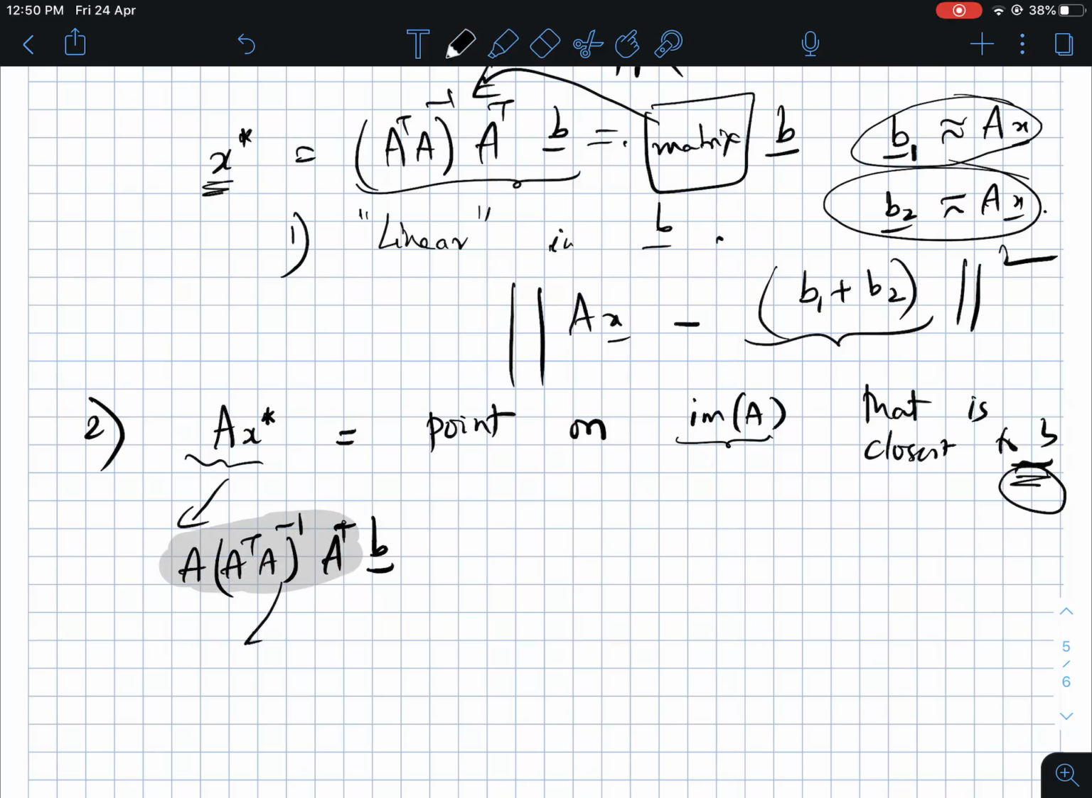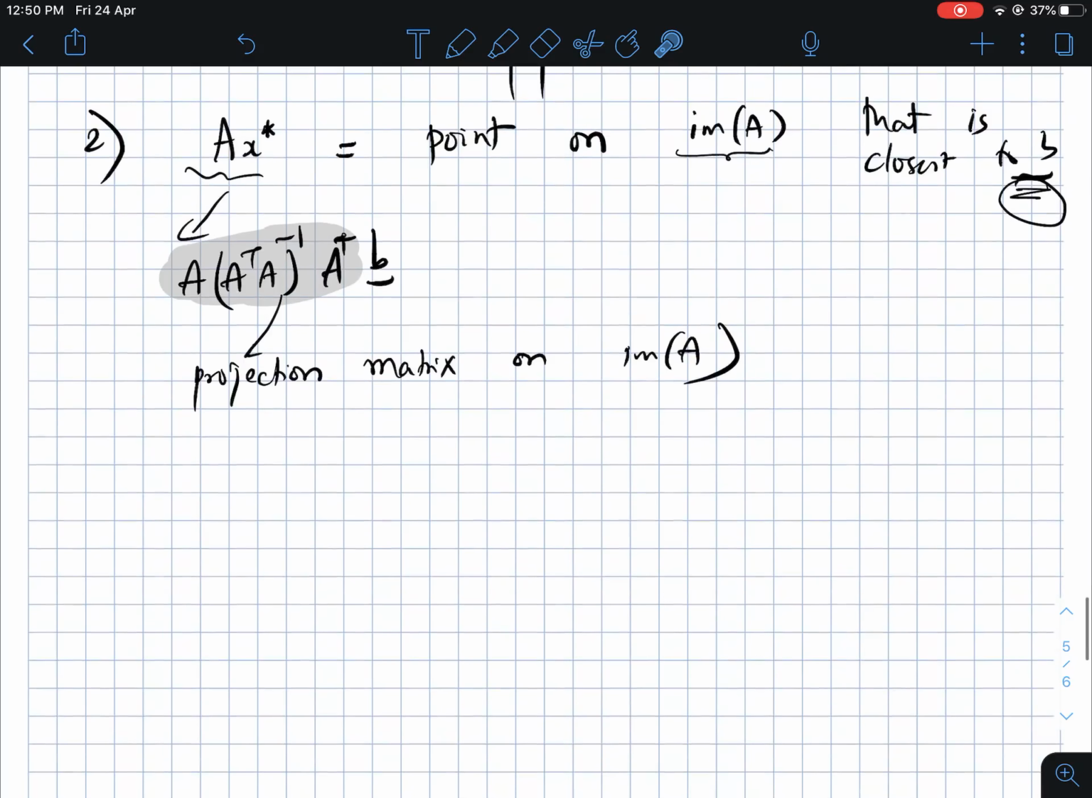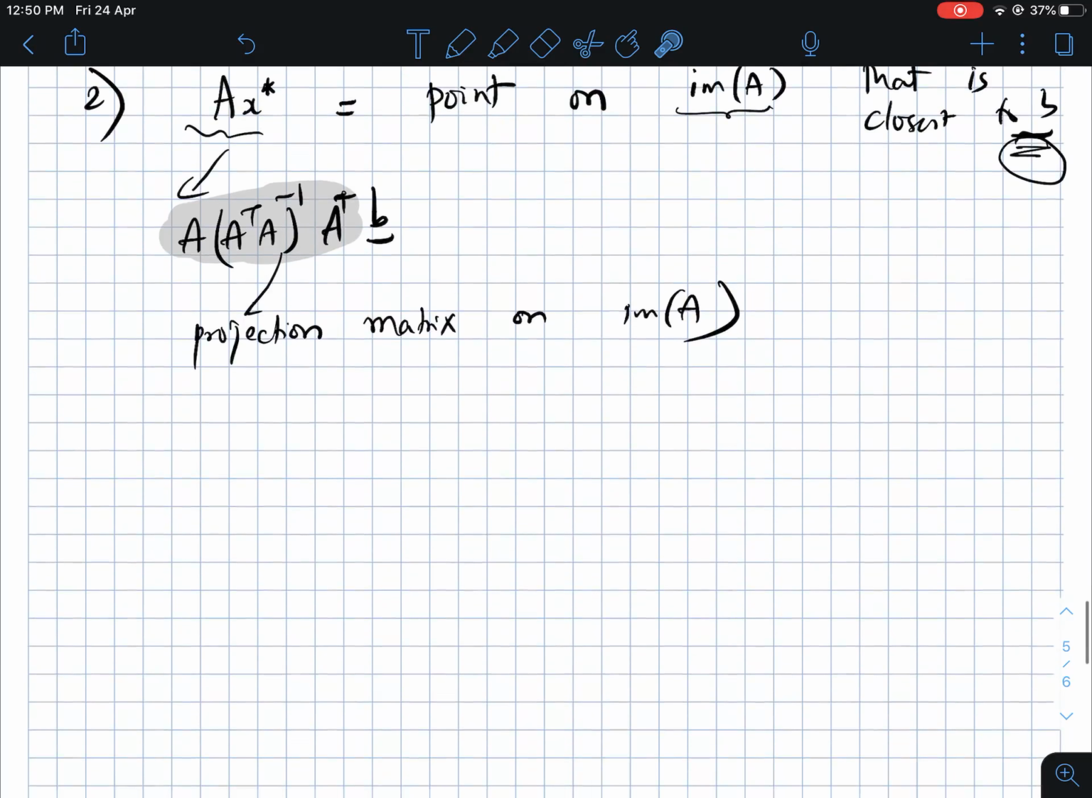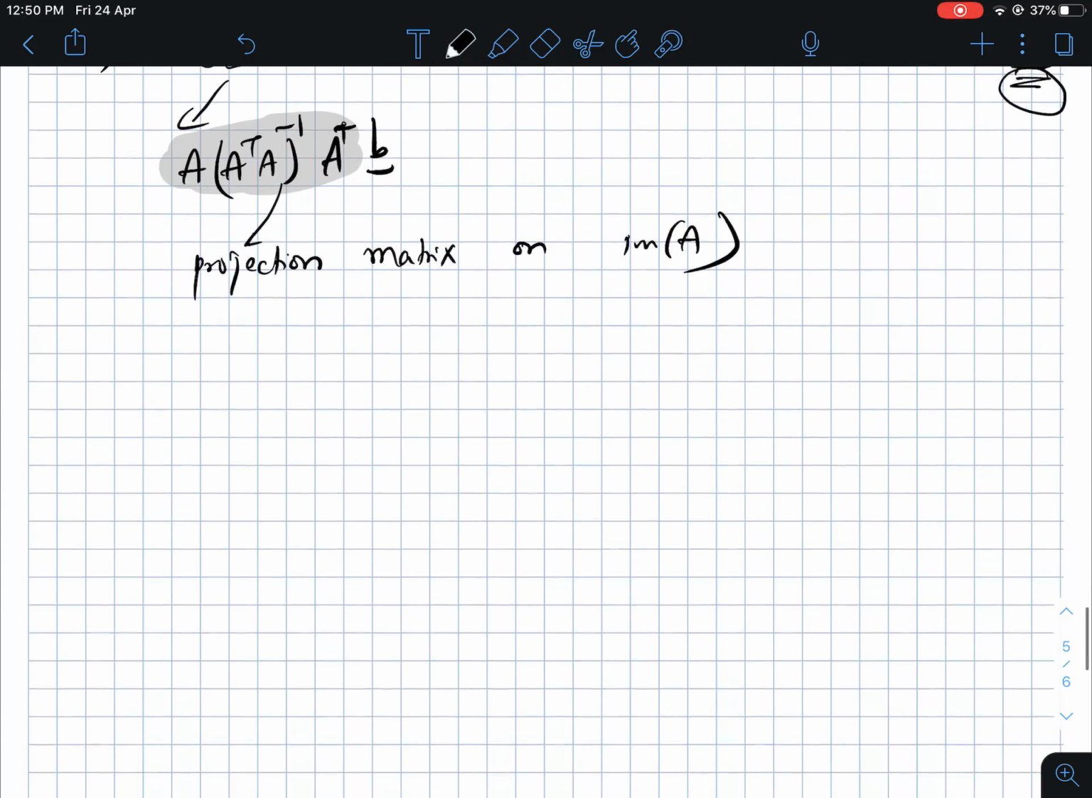Okay, that means I'll multiply it with this matrix over here. So this matrix is sometimes called the projection matrix on the image of A, meaning that if you take an arbitrary vector like B here and you multiply it with this projection matrix, what you will get is a point on the image space of A that is closest to the starting vector B. Okay, well, we discussed a little bit of these things earlier also.